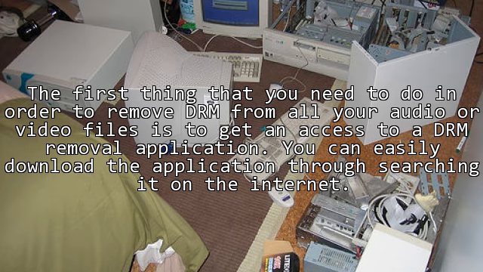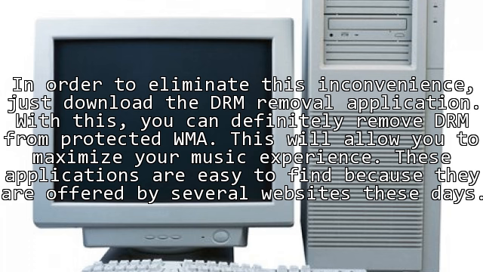The first thing that you need to do in order to remove DRM from all your audio or video files is to get access to a DRM removal application. You can easily download the application by searching for it on the internet. In order to eliminate this inconvenience, just download the DRM removal application. With this, you can definitely remove DRM from protected WMA. This will allow you to maximize your music experience.